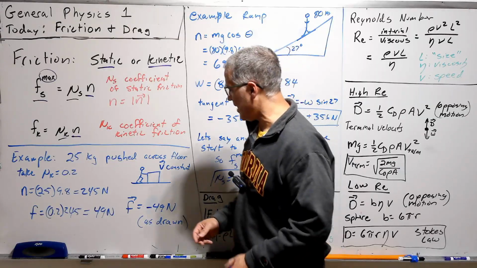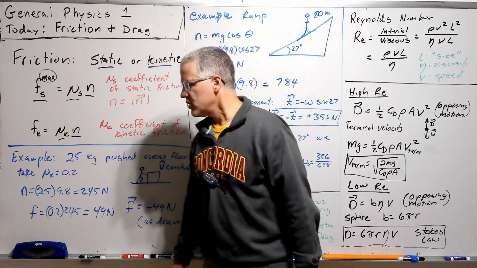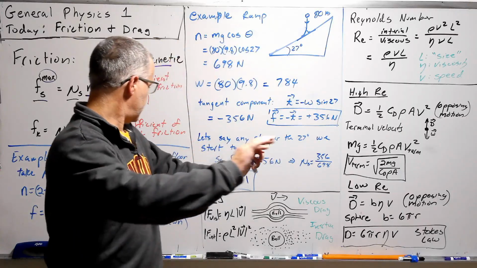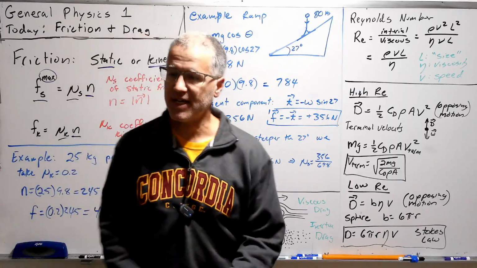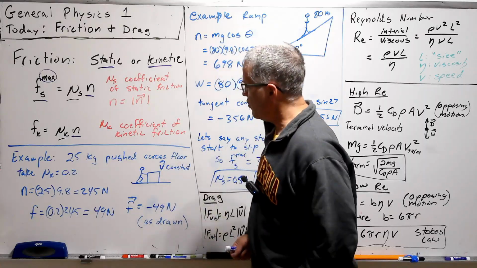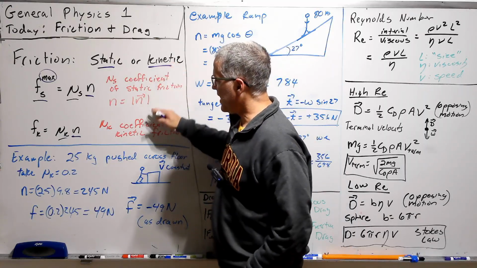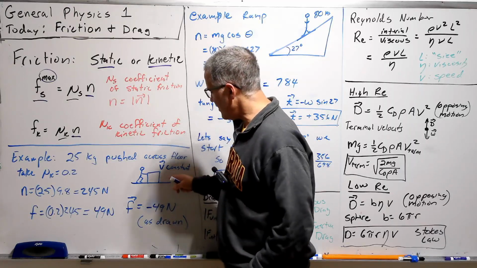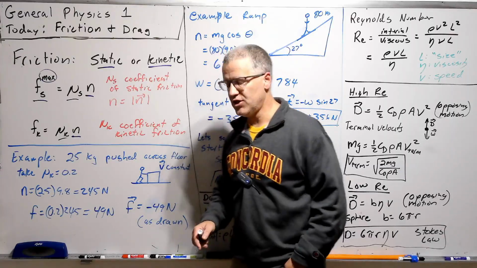Okay, let's look at an example here. Let's push a 25 kilogram box across the floor. So we're going to push this across the floor in this direction. We'll push it at constant velocity. So we're undergoing kinetic. We need to think about kinetic friction. And then let's think about the force that we need to apply.